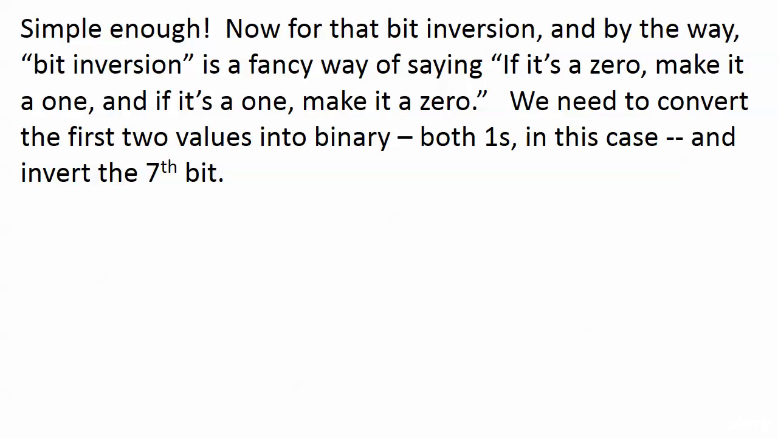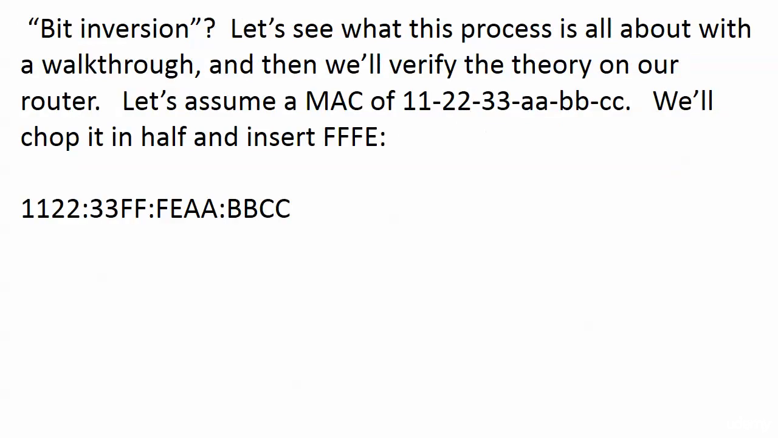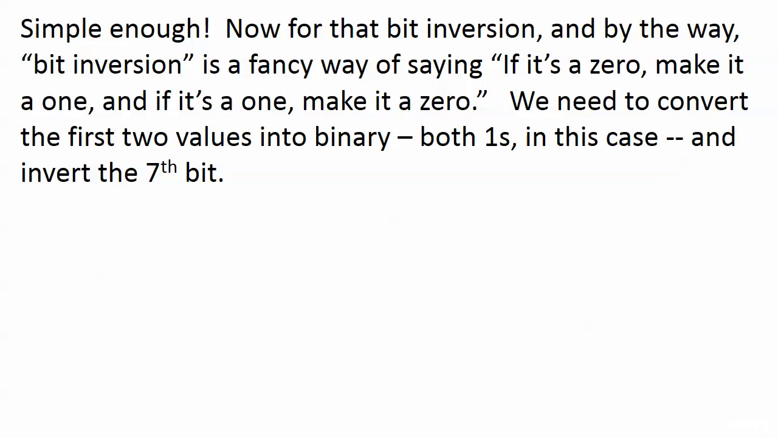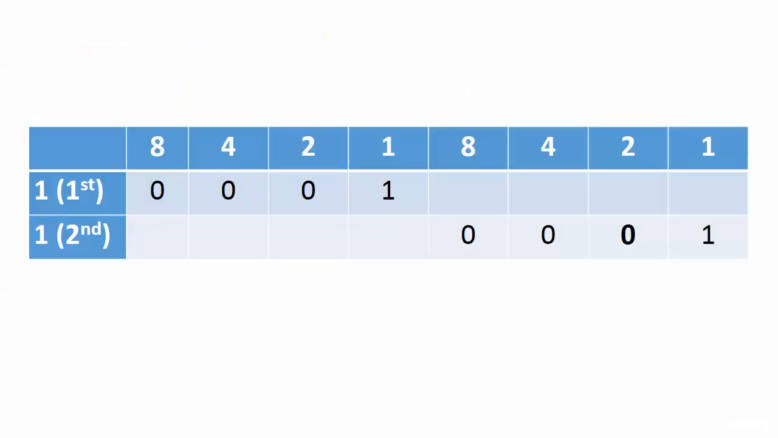Now, we need to convert the first two values into a binary string. And both of them are ones in this case, since we started with 1122. So we're starting with 11. You just convert those to binary, and you invert the seventh bit. The first one is going to be 0001, obviously, and those are bits 1 through 4. The value that follows it also happens to be a 1 in our walkthrough. That's also going to be 0001, and those are bits 5 through 8.